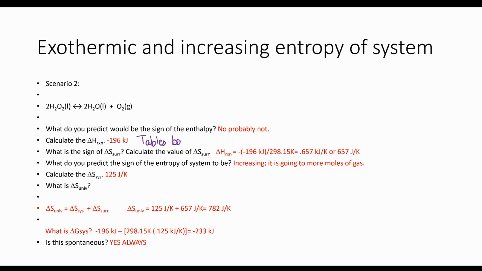Now, I'm not sure if your book has these particular species in it. So if not, you could reference the internet. Obviously, on your test, I'd have to give you the values. What I want you to realize is here's the number, negative 196, exothermic. Exothermic reactions.